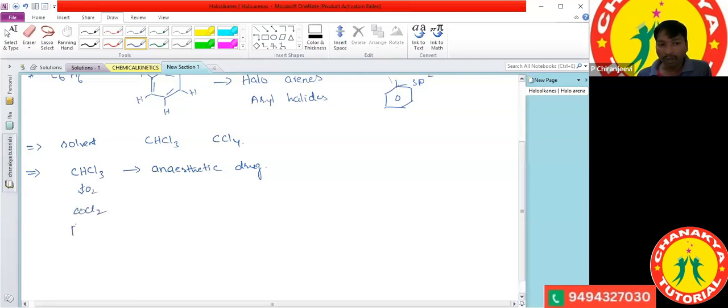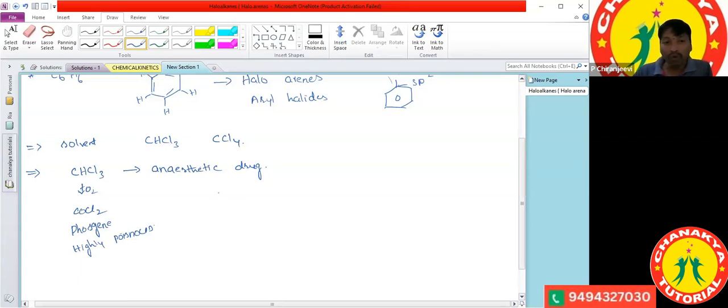What is the molecular formula of phosgene? COCl2. Phosgene is highly poisonous. Due to that reason, chloroform is not used as an anesthetic drug during surgery.